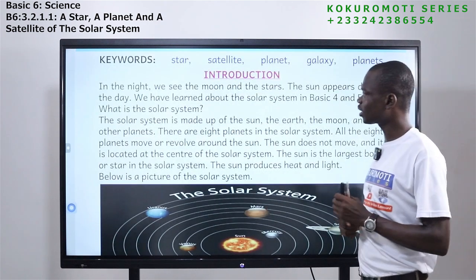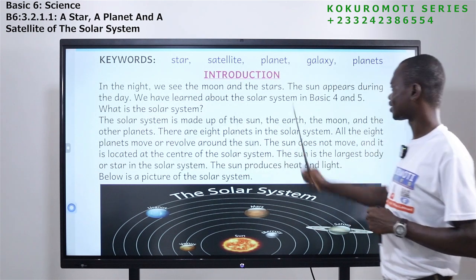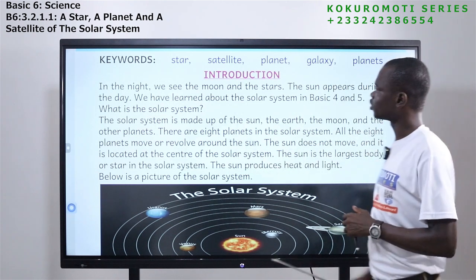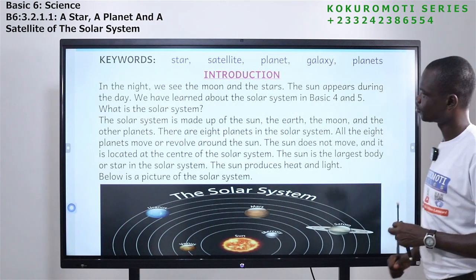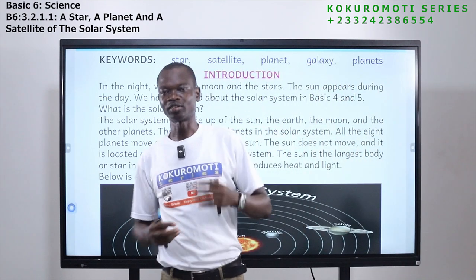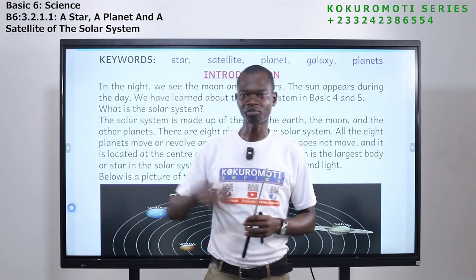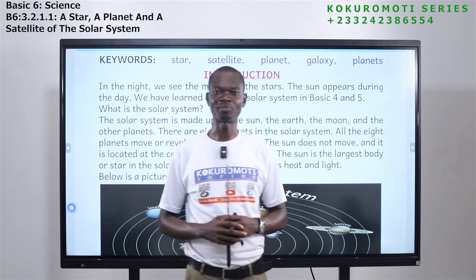So let's get started. In the night, we see the moon and the stars. The sun appears during the day. We have learned about the solar system in Basic 4 and 5. What is the solar system? Yes, let's refresh our mind on that. We learned about the solar system. When you talk of the solar system, what comes into your mind?